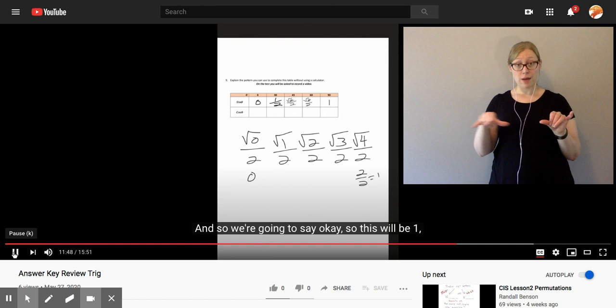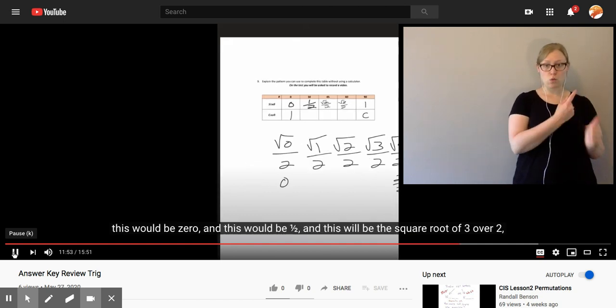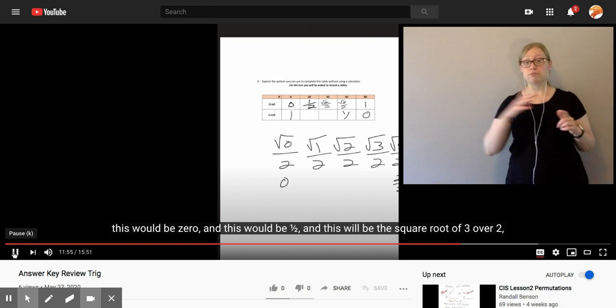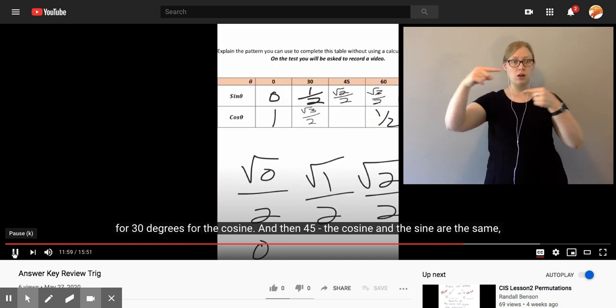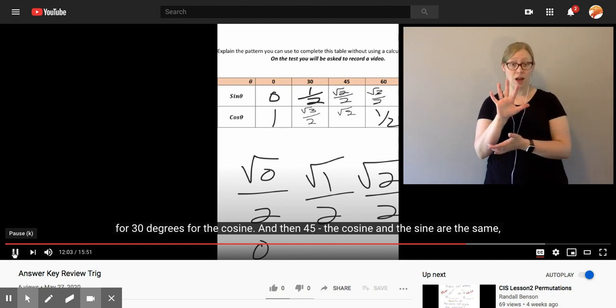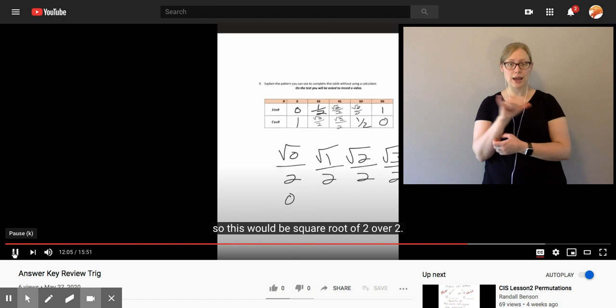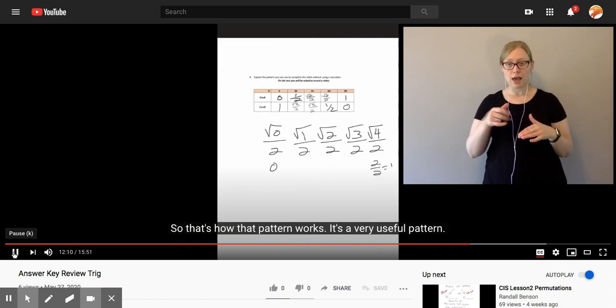And then remember, the pattern for cosine goes the opposite direction. And so we're going to say, okay, so this will be 1, this will be 0, and this will be 1/2, and this will be the square root of 3 over 2 for 30 degrees of the cosine. And then at 45, the cosine and the sine are the same, so this will be square root of 2 over 2. So that's how that pattern works. It's a very useful pattern.